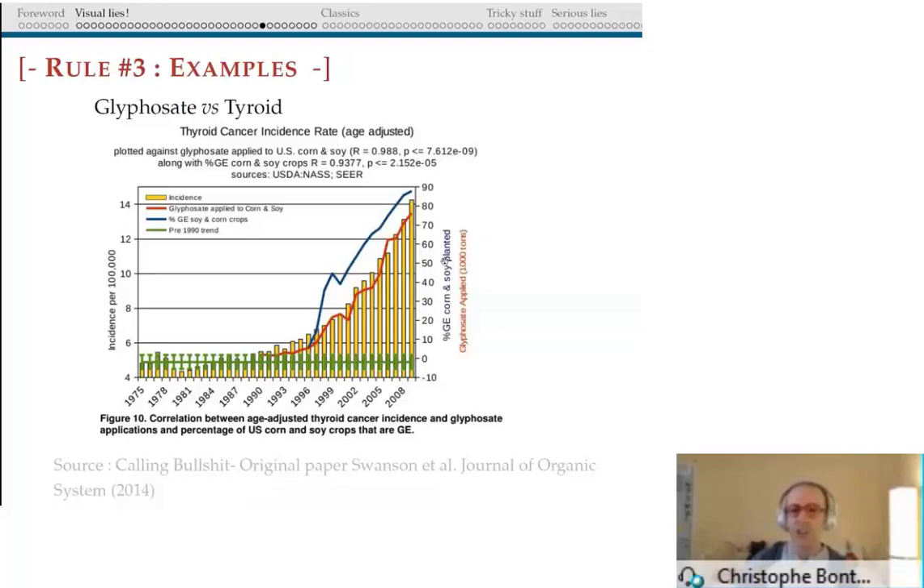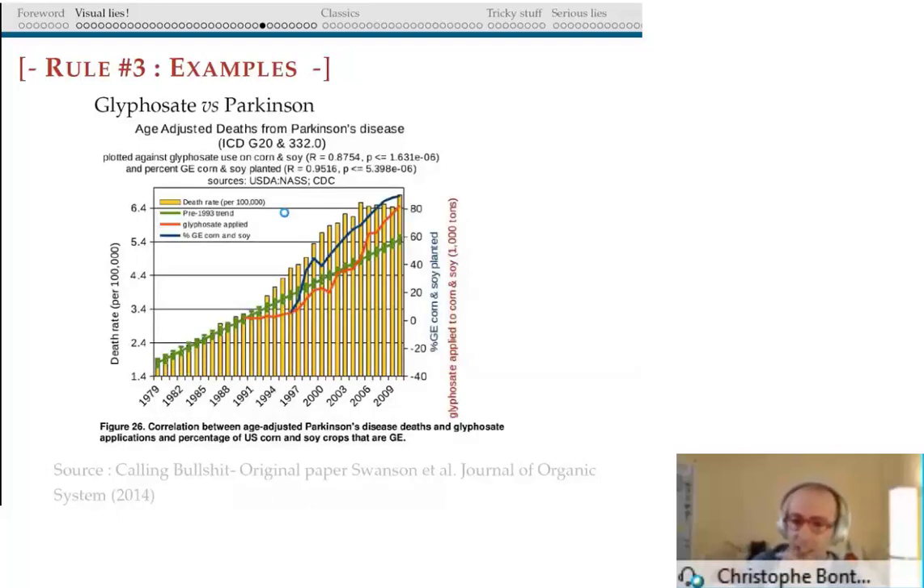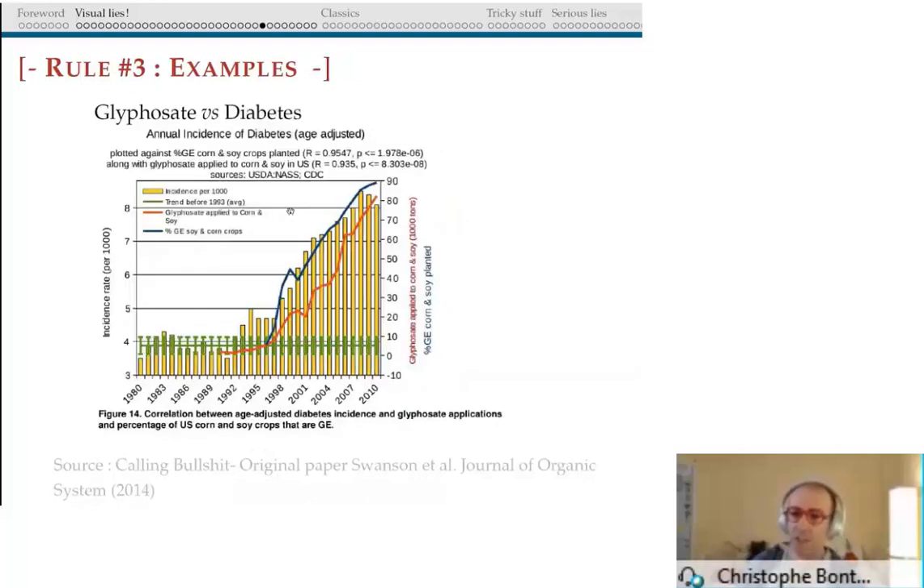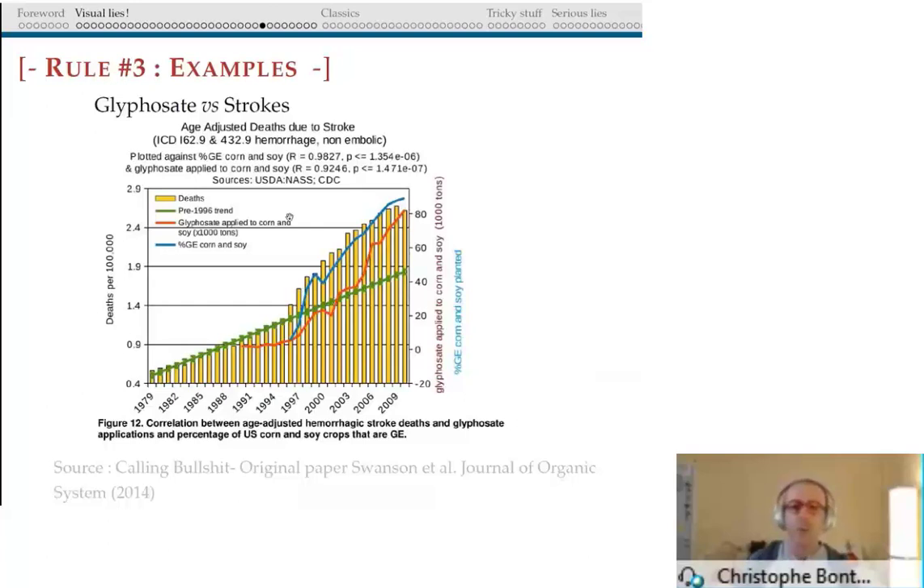You have Parkinson, you have diabetes, all that in the same paper. You have strokes. Here, the scale starts at -20 for the glyphosate application. So when I told you I will teach you how to lie, I have nothing to teach you. People are already teaching you. Just by reading that, you have the impression that it's not working.